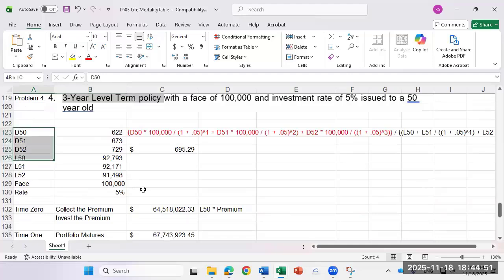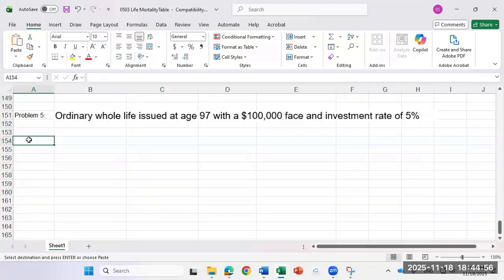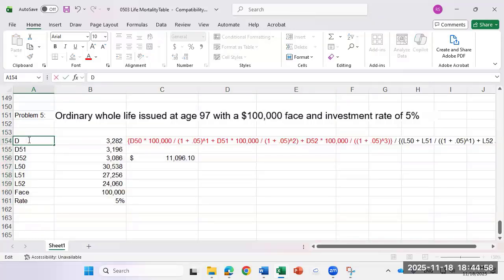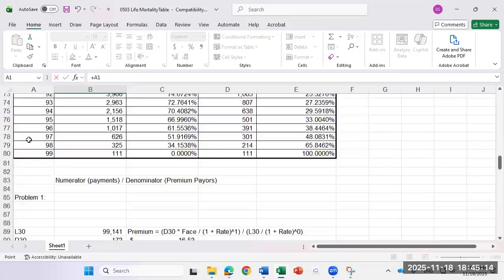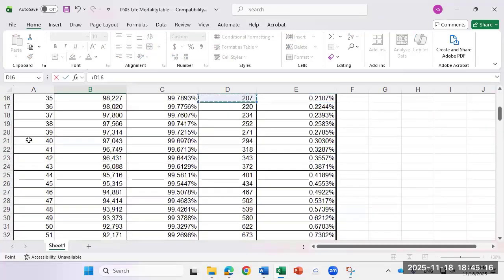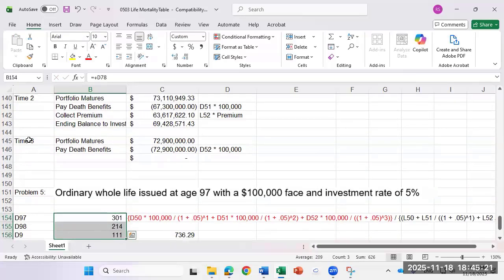So if I copy all of this over, just instead of D50, it's D97, D98, D99, instead of L50, it's L97, L98, L99. The face is 100,000. So all I gotta do is go find D97. And again, everybody is gonna die here. They're all gonna get 100,000 bucks.